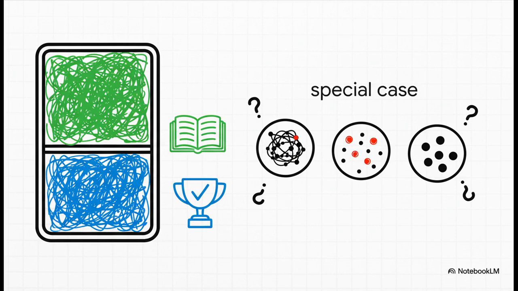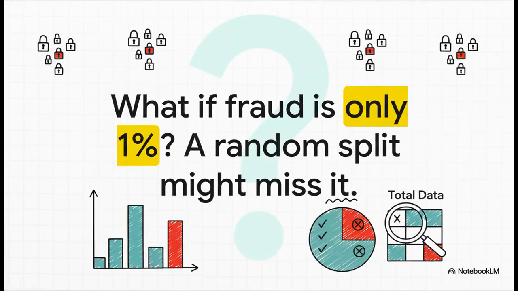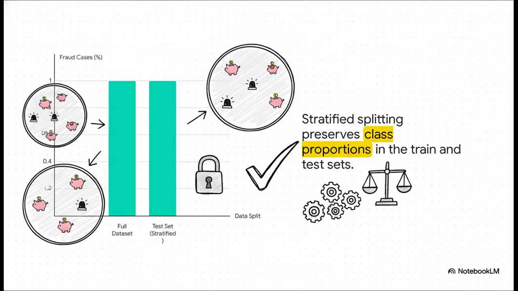Let's look at a couple of really common situations where that simple approach can fail you. Okay, picture this. You're building a fraud detection model. Fraud is, thankfully, pretty rare. Maybe it's only 1% of all your transactions. If you just split your data randomly, what happens if, just by pure bad luck, you end up with 0 fraud cases in your test set? How on earth are you supposed to know if your model is any good at finding fraud if there's no fraud to find? The answer is something called stratified splitting, and this chart shows it beautifully.